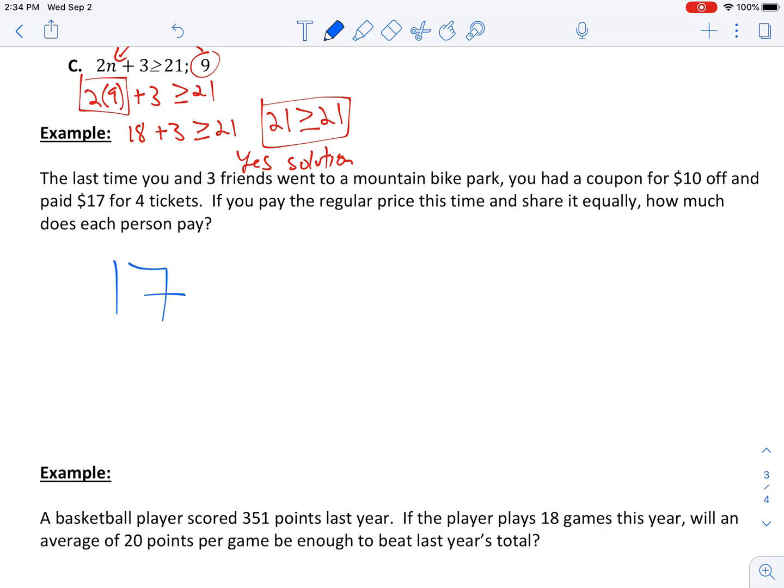Well, if you go discounted, it was $17, but that was with a $10 off coupon. So we're going to add to that $10 and see that the original cost to go to this park is $27 because 17 plus 10 is 27. So that's my full non-discounted price.